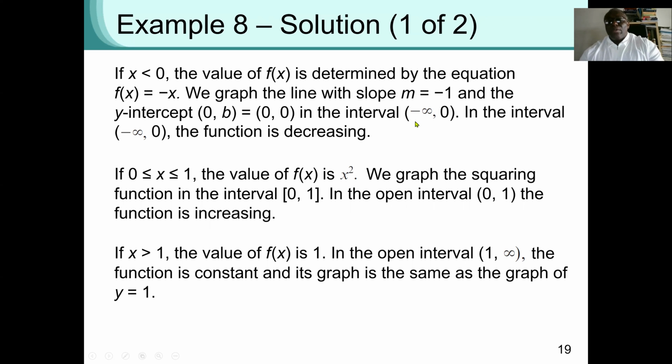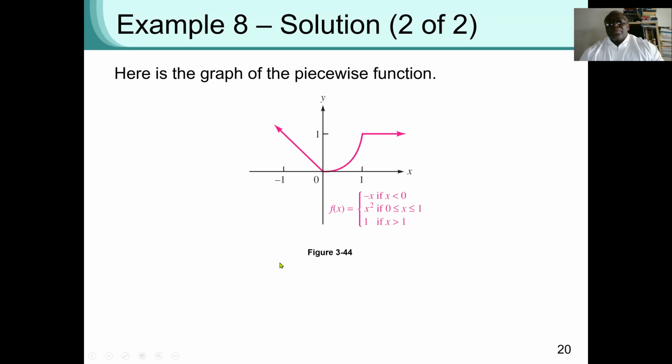If x is less than or equal to 1 and greater than or equal to 0, then the value of f of x is x squared. We can graph the squaring function in the interval 0 to 1. Then in the open interval 0 to 1, the function is increasing. Now, if x is greater than 1, the value of f of x is 1. So here's the graph of the piecewise function. We have our first piece, a line, then we have part of a parabola, then we have a horizontal line.